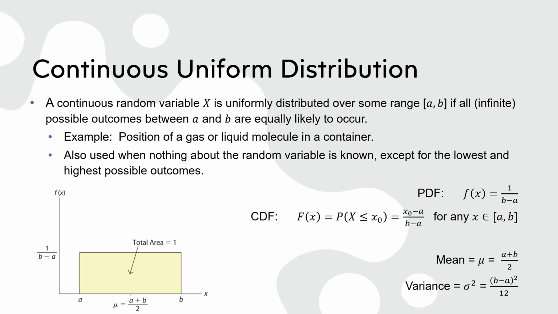The CDF tells us the probability that the random variable x will take a value less than or equal to a certain number, x0. The mean or expected value of a uniform distribution is simply the midpoint of the interval. This makes sense because, in a uniform distribution, the outcomes are symmetrically distributed, and the center of the range represents the average value. The variance, which measures the spread of the distribution, depends on the square of the range's length. Specifically, it is equal to the square of the interval length, b minus a, divided by 12. This reflects how far the values are spread out around the mean.